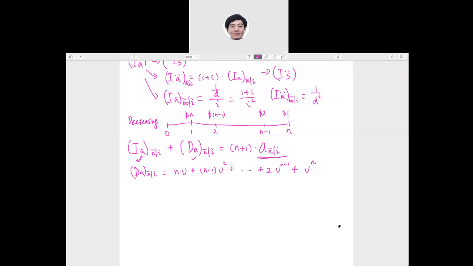Once we get DA, we get something similar, right? So we can do from DA to DS. We can do from DA to DA double dot, etc. And then you have DS double dot, and you also have the perpetuity version if you want to consider.